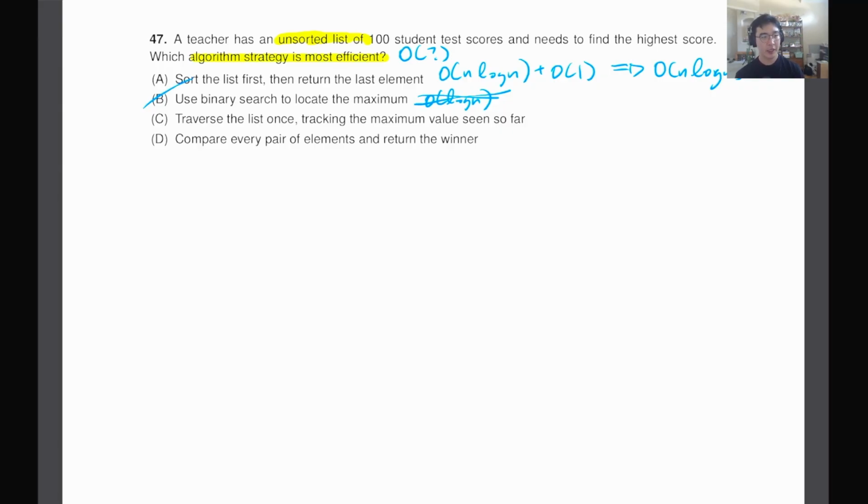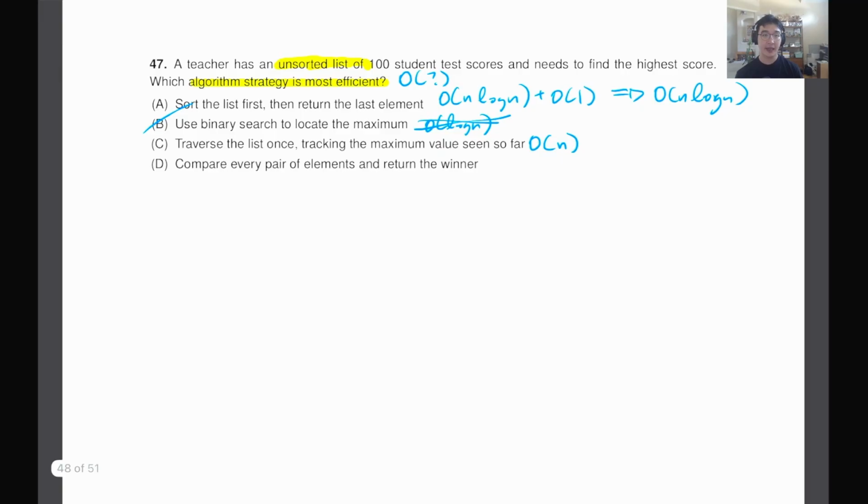C, what about just looking through the list, tracking the maximum value you've seen so far? Well, that's like linear search, right? So you just keep track of the maximum value you've seen so far, linear search, looking at each thing, that's just BigO n. And BigO n is better than this n log n that we have on A. So far, C is the best one.